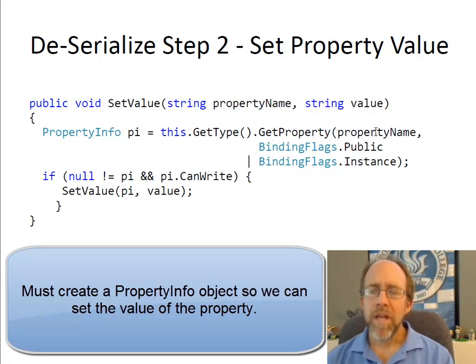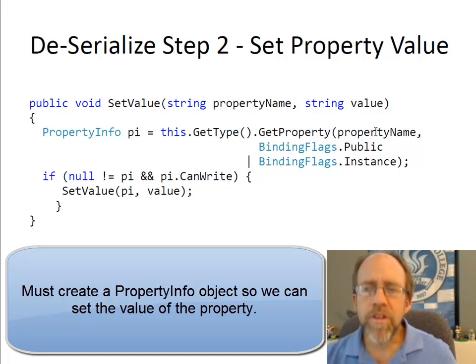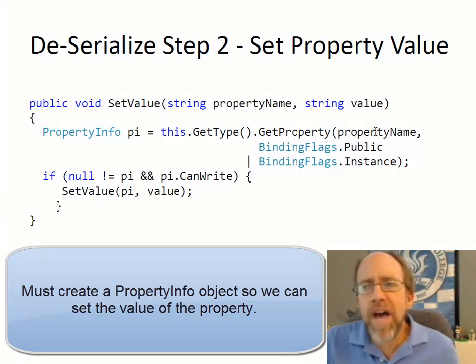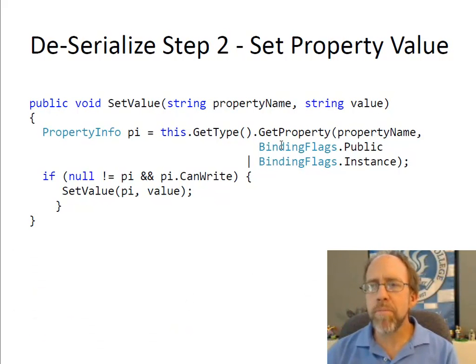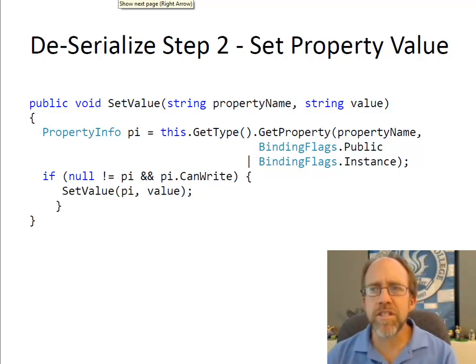Remember, this is a method of the class that you are putting the values back into. So this.GetType().GetProperty will return the property. And if you can do that, you can set the value of it. It's pretty straightforward. Essentially, you're enumerating through the properties in one direction and through the XML elements in the other direction.